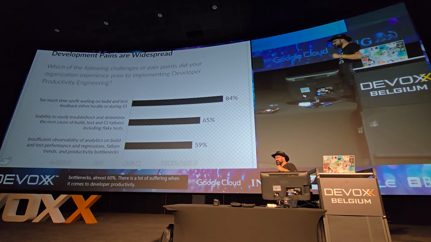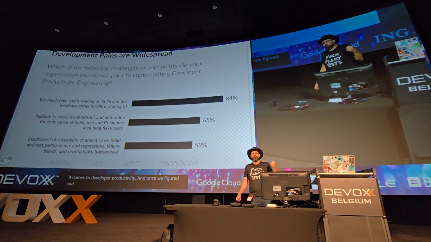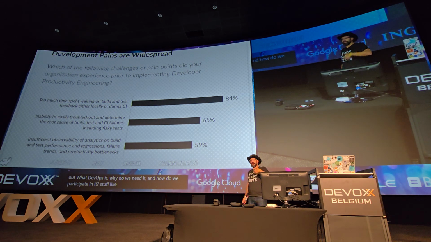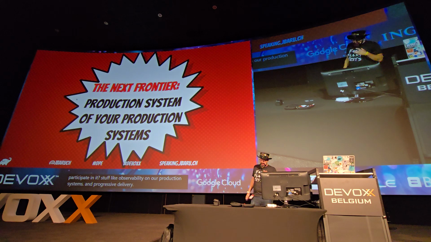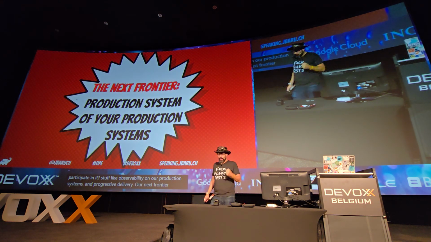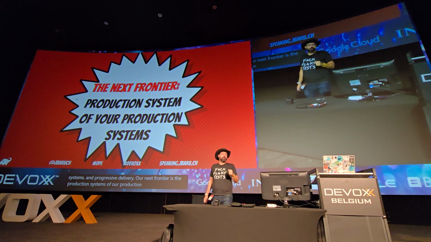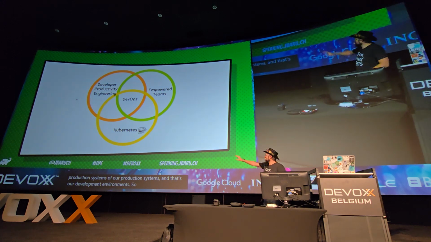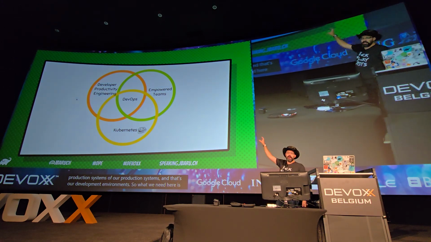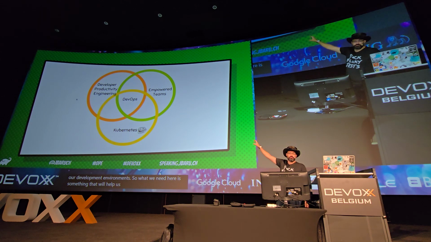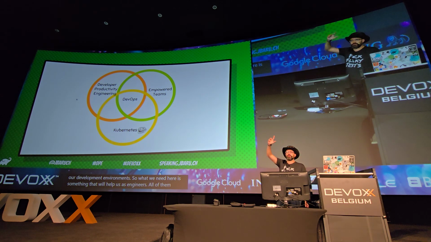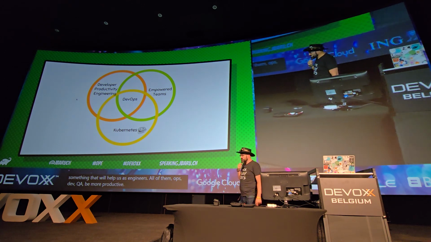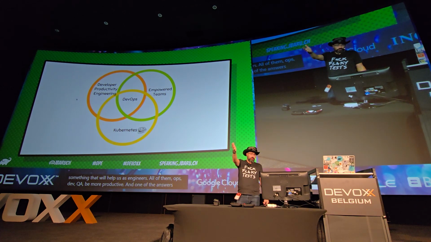And once we figured out what DevOps is, why do we need it, and how do we participate in it, stuff like observability on our production systems and progressive delivery, our next frontier is the production systems of our production systems. And that's our development environments. So what we need here is something that will help us as engineers, all of them, Ops, Dev, QA, be more productive. And one of the answers is noise cancelling headphones.